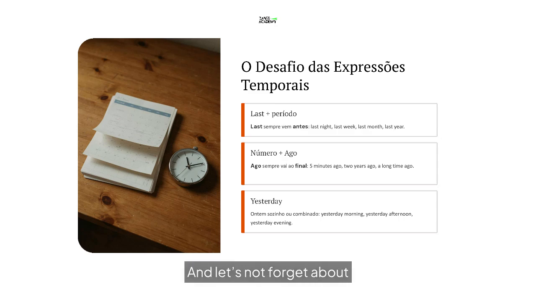And let's not forget about yesterday. This word can stand alone or be combined with additional details, such as yesterday morning or yesterday evening. For instance, you could say, "I went shopping yesterday afternoon." This gives a more precise picture of your past actions, allowing your audience to visualize your day. As we practice using these temporal expressions, think about how they enhance your storytelling. They make your narratives clearer and more engaging. In our next slide, we'll review the differences between regular and irregular verbs, which will further solidify your understanding of the past tense. Let's keep moving forward.